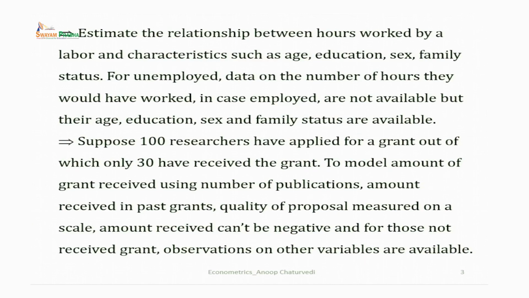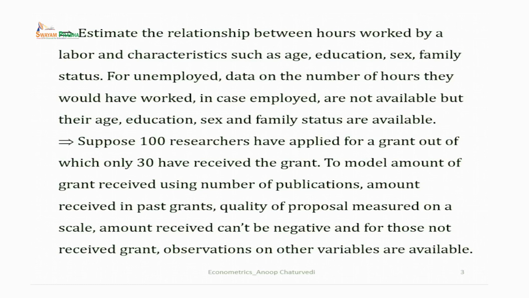Another example, suppose 100 researchers have applied for a grant and then out of 100 researchers, only 30 have received the grant. Then your objective is to model the amount of grant received using different covariates such as the number of publications, the amount received in past grants, quality of proposal measured on a certain scale. Then the amount received can't be negative. And for those who have not received the grant, the observations on other variables such as the number of publications or the amount received in past grants, etc., are available.